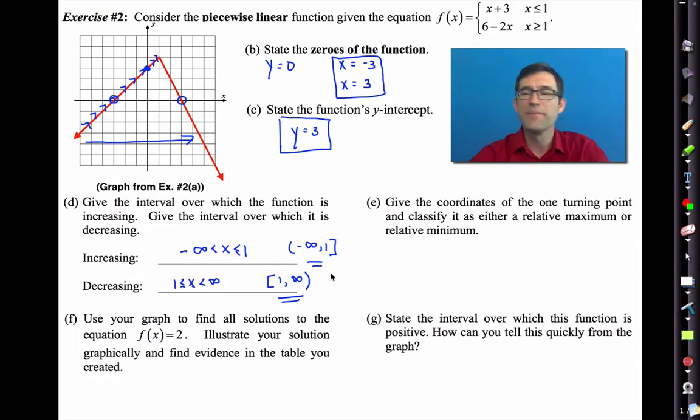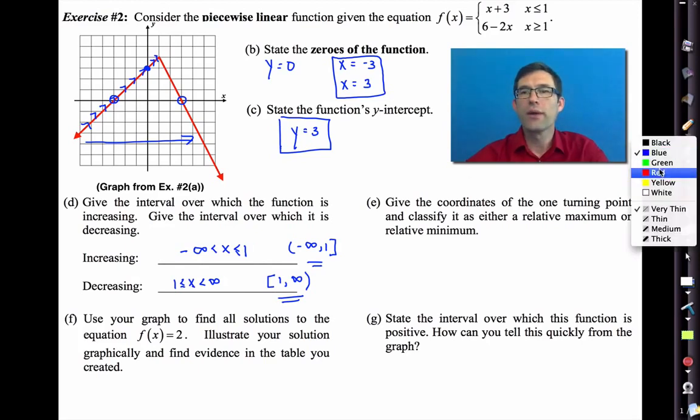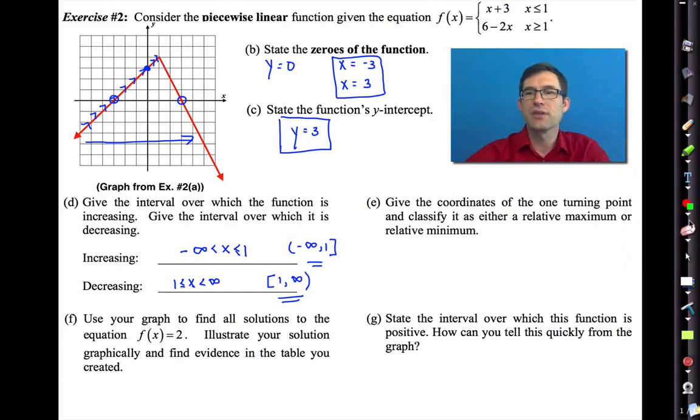All right, let's go through it. Well, there is only one turning point. Let me mark it in green. Actually, let me erase some of this. All right, now we'll go back to green. There's my one turning point. It's got coordinates of 1, 4. And that is a relative maximum.